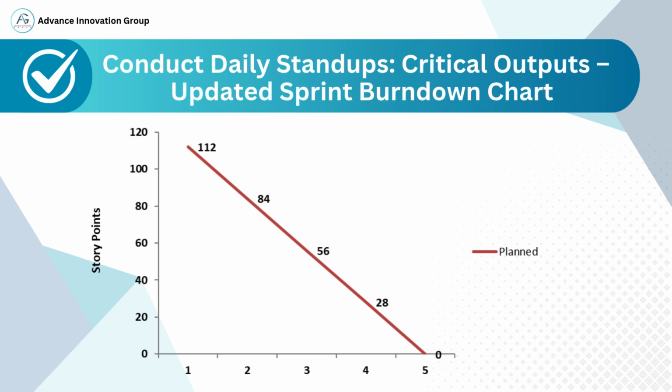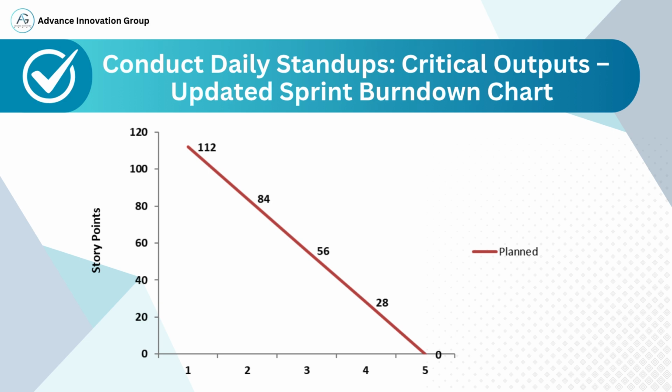What you see here is a planned burn-down chart. The y-axis shows the story points, representing the total work planned for the sprint. The x-axis shows the sprint days, from day 1 to day 5. The red line indicates the ideal burn-down, meaning how the work should reduce if everything goes according to plan. We started with 112 story points on day 1. Every day, the expected work reduces steadily. Day 2, 84 points remaining. Day 3, 56 points. Day 4, 28 points. Day 5, 0 points, indicating sprint completion.